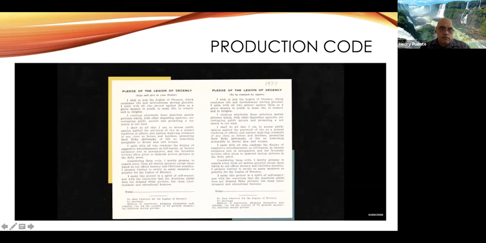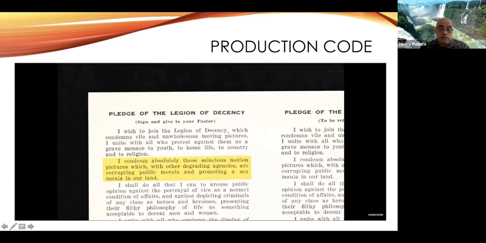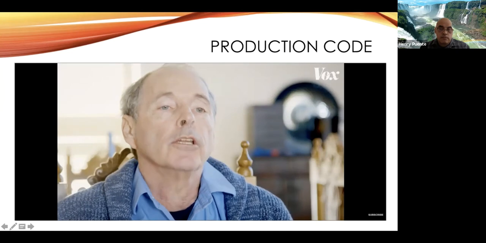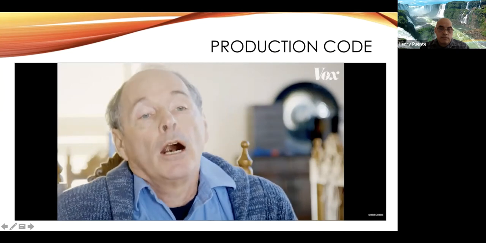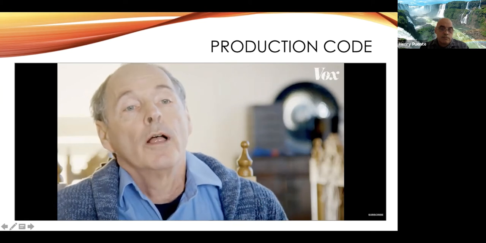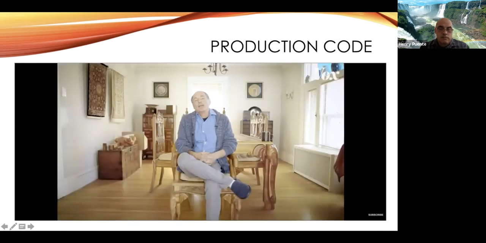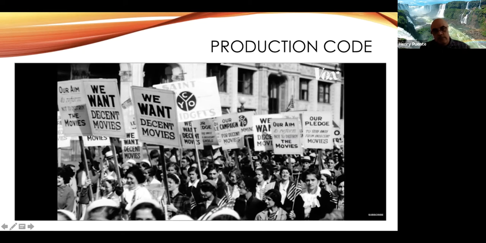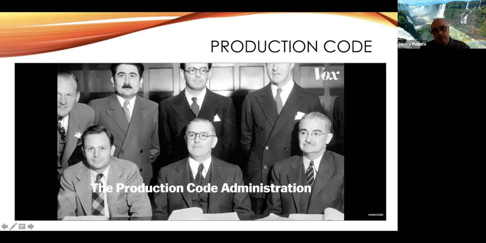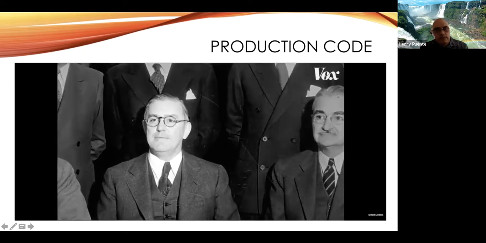The Legion had something called the Legion Pledge, and you have 20 million Catholics at Mass and at Knights of Columbus meetings who would stand up, raise their hand, and pledge on their immortal soul that they would not attend motion pictures that the church deemed unworthy and unholy. To avoid a devastating boycott, Hollywood created the Production Code Administration to enforce the guidelines, and appointed devout Catholic Joseph Breen as its head.